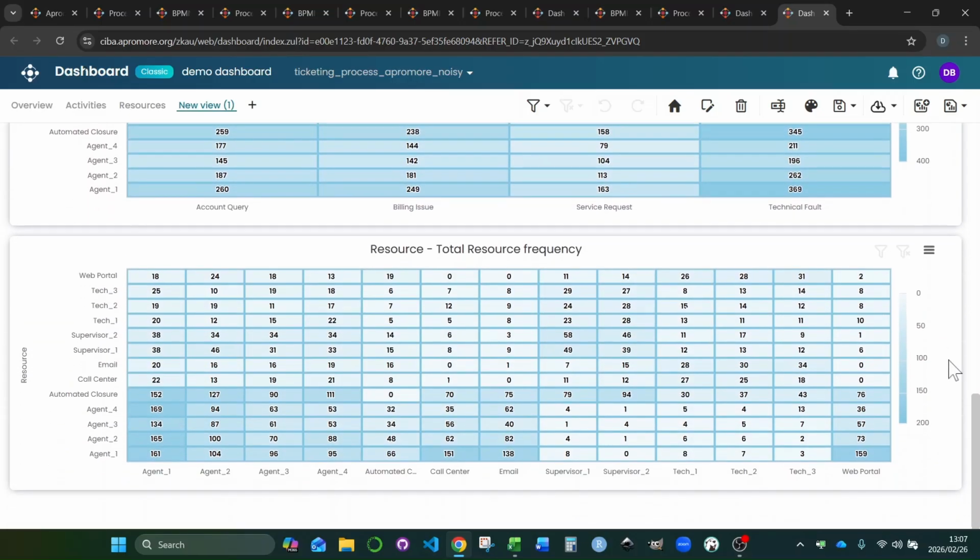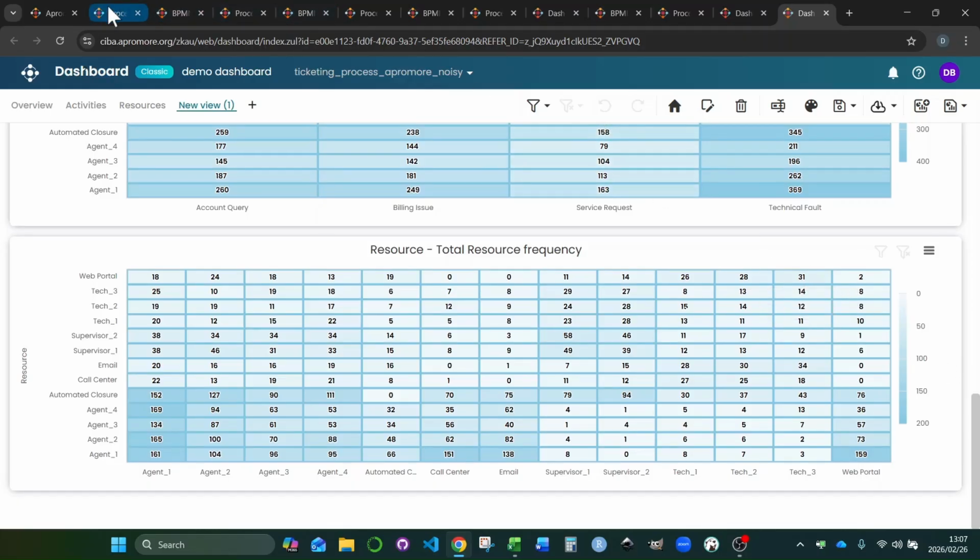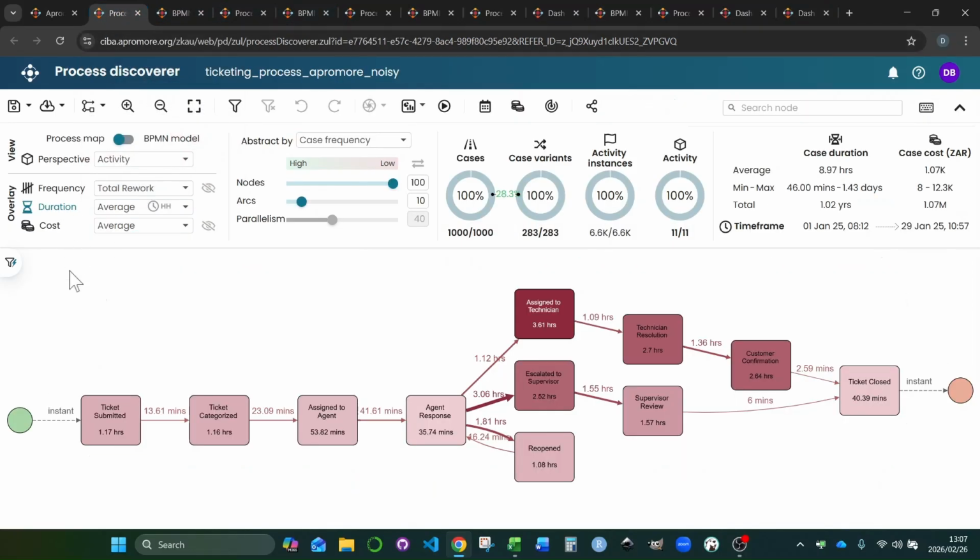And that's the core value. Apromore lets you diagnose with evidence, test interventions safely, and choose the best path to maximize return on investment before spending money or disrupting operations.